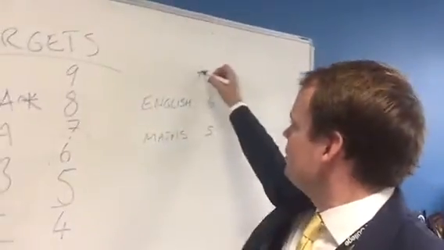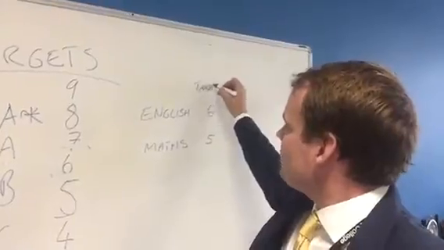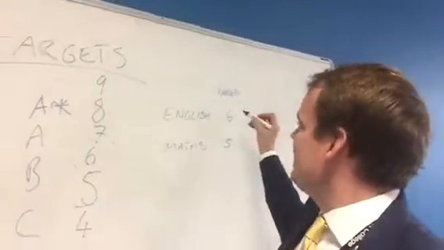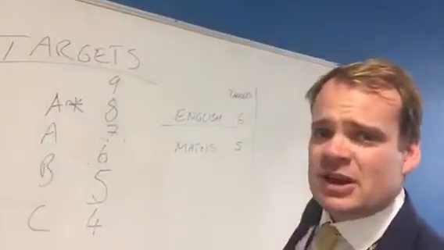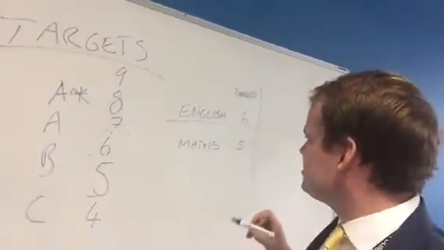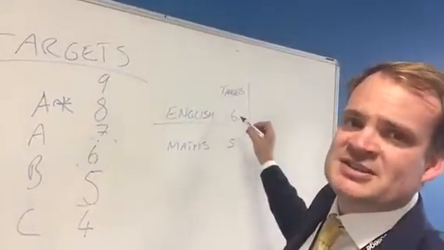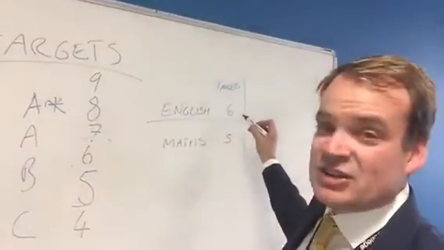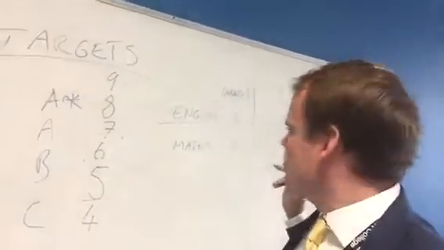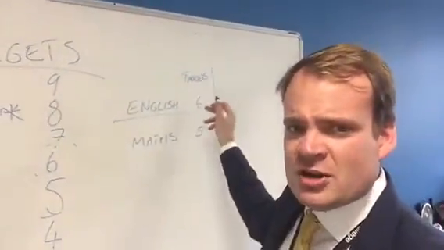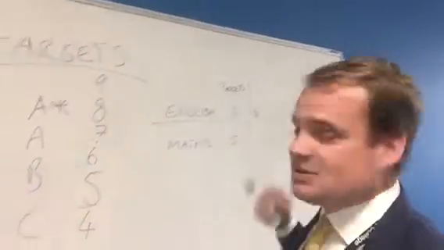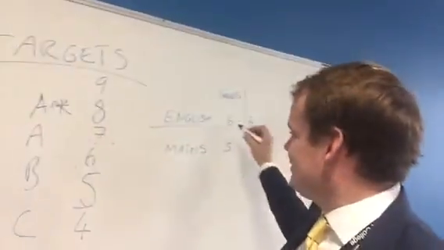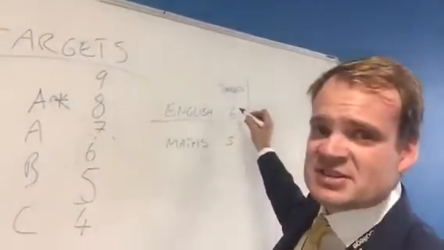Okay, these are your targets. Well, what's now going to happen is every half term, your teachers are going to give you a grade for maths or English. So if your GCSE target in English is a 6, and you are in Year 7, and your teacher thinks that you are on target to achieve that 6, they're going to call it a 6. Get it? That means you're on target to achieve a 6 at GCSE.